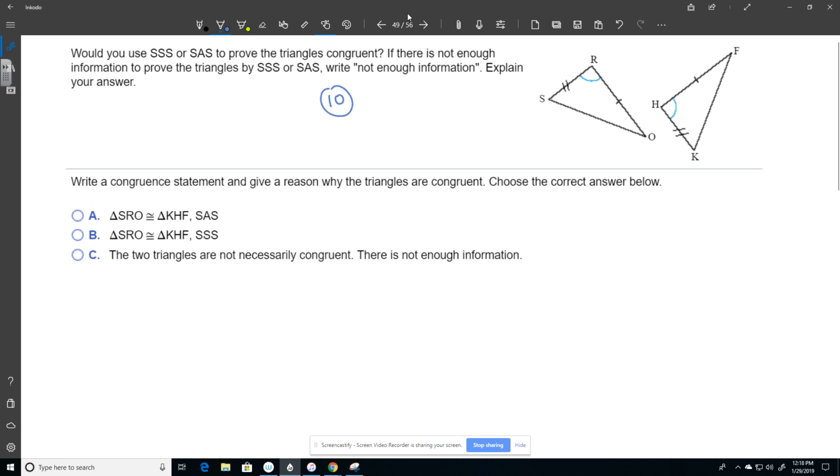A fluff question. Would you use side, side, side or side, angle, side? Well, just look at the picture. It gives me a side, and then it gives me an angle, and then it gives me another side. Well, which one is that? Side, angle, side. So it's not side, side, side. It's going to be side, angle, side, because those are the pieces that it gave me. All right, number 11.